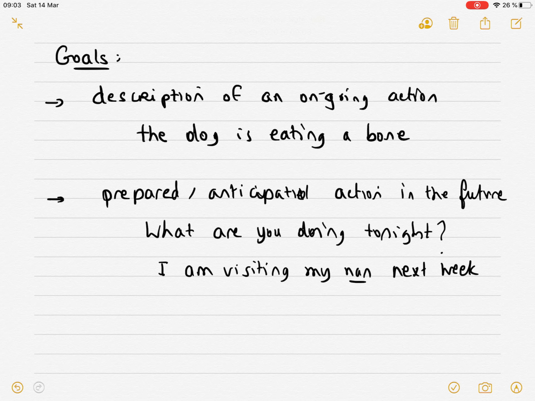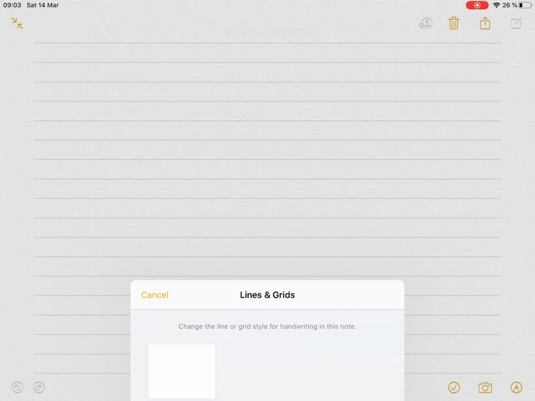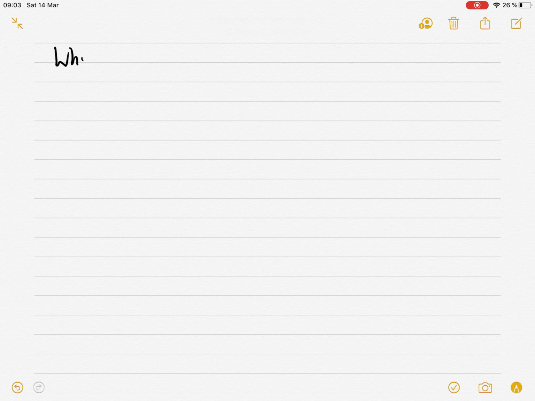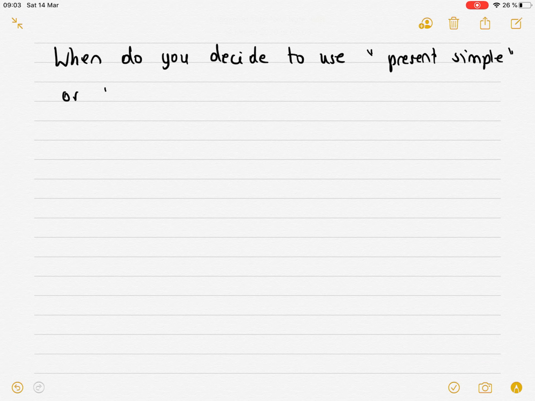Now, and this is when it becomes interesting. When do you decide to use present simple or progressive present? We have already exposed a certain number of reasons for which you would choose one or the other, but there are some moments when we prefer a verb tense to another, even though it seems that we could use both.